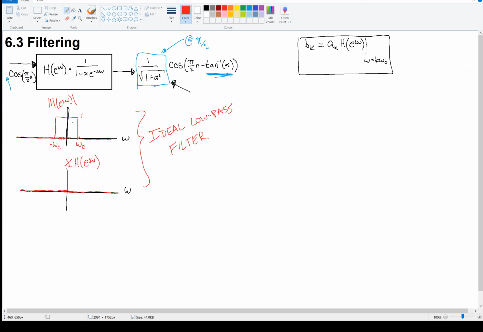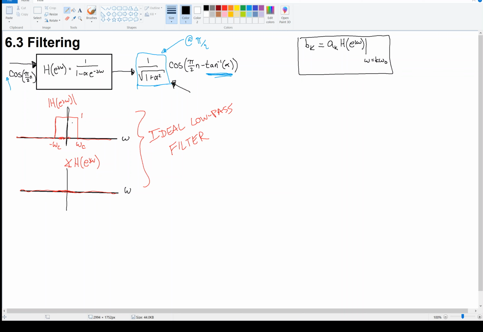If you put in frequencies larger than omega c, then they get scaled by exactly 0, meaning they don't get out at all. So you will not see those frequencies at all, and it doesn't matter what the phase is at that point. So this is an ideal low-pass filter. Turns out you can't build such a thing, but you can approximate it. But we'll talk about that later.